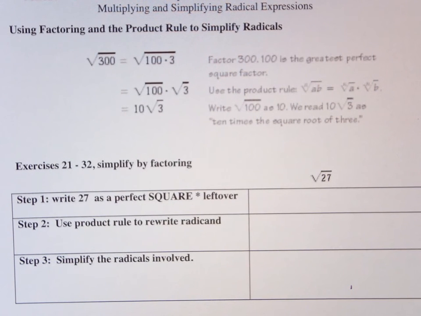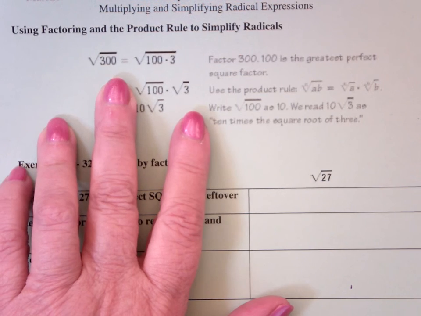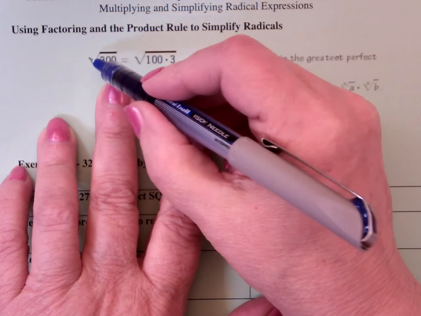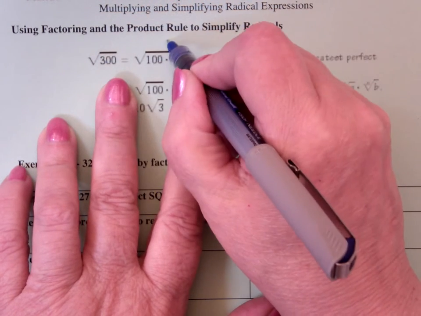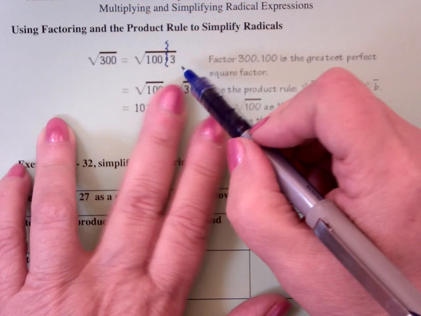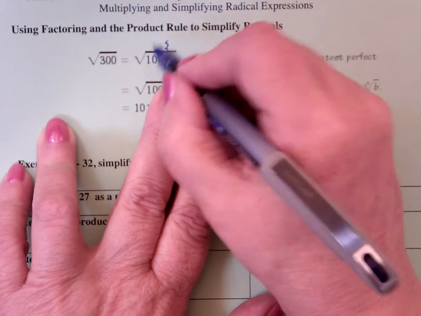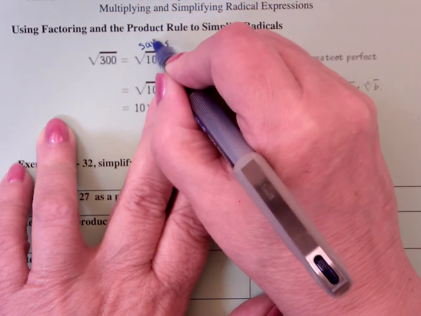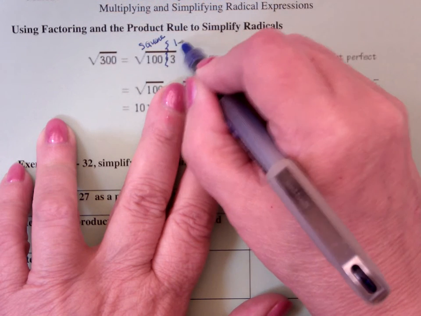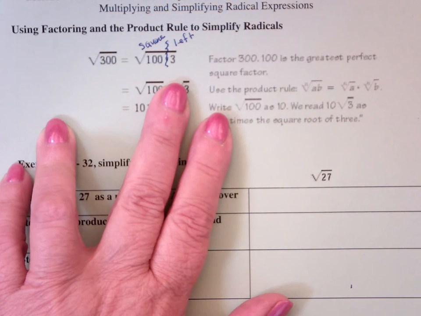It says, use factoring and the product rule to simplify radicals. I've given an example here of the square root of 300. Since we're doing a square root, we break the radicand into two pieces, the square part and the leftover. That's what we did yesterday. So this is the square part, and this is the leftover. If it were a cube root, you'd have the cube part and the leftover.